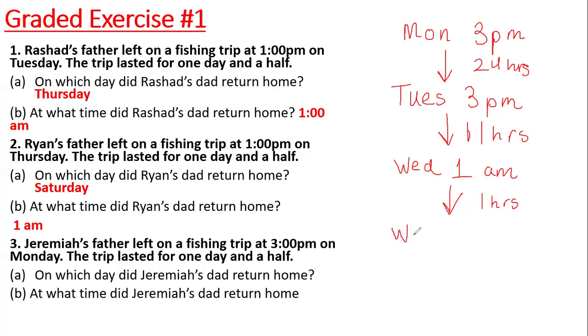Wednesday at 2 a.m. Because Monday to Tuesday at 3 is 24 hours. 3 to 4, that's 1. So 4, 5, 6, 7, 8, 9, 10, 11, 12, 13, 14. Actually, it's 2 a.m. Because we add 11, it's going to be 2 a.m. And then we add 1 more, so it's 3 a.m. So it's Wednesday at 3 a.m.